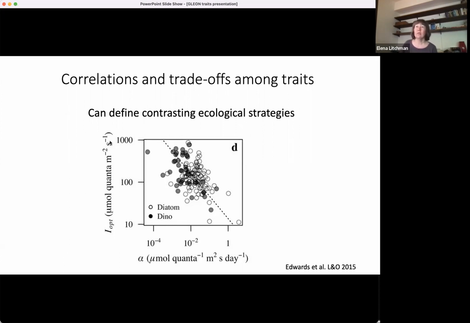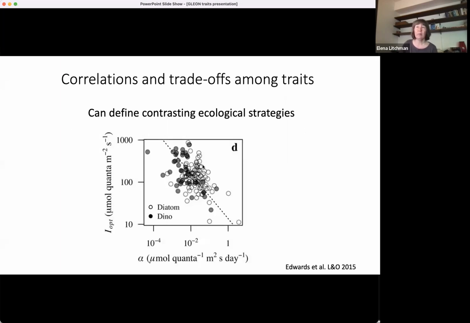And so here's an example of how the optimum irradiance for growth is correlated with alpha, the initial slope of the growth irradiance curve. And so basically high alpha means good light competitive abilities. So as you can see, there is a relationship between these two different physiological traits. And it seems that diatoms and dinoflagellates may have some differences as well.